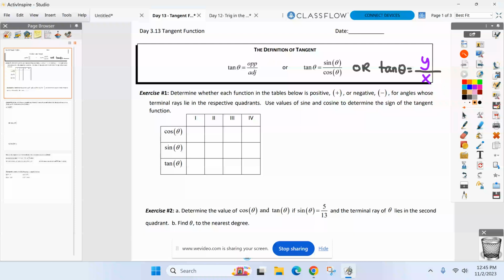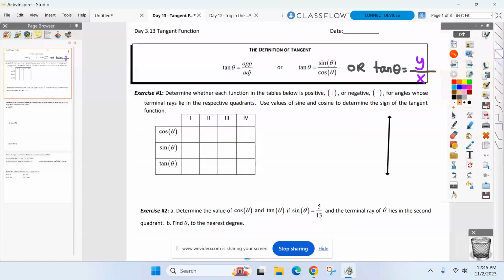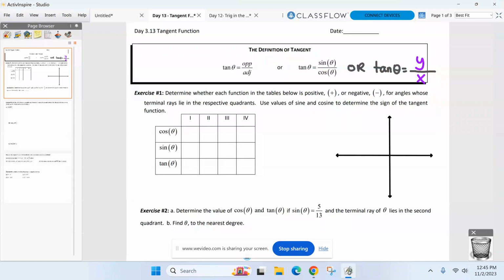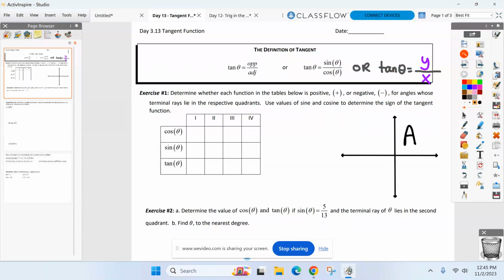All right, help me fill in this chart. Tell me if sine, cosine, tangent are positive or negative, depending on the quadrant. Ready? What's in the second quadrant? All Students Take Classes. Anybody come up with a better one yet? No? Okay.